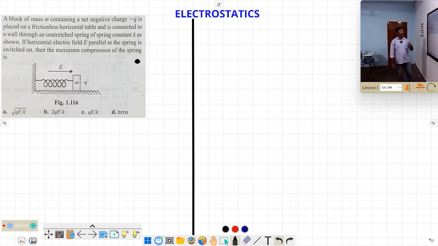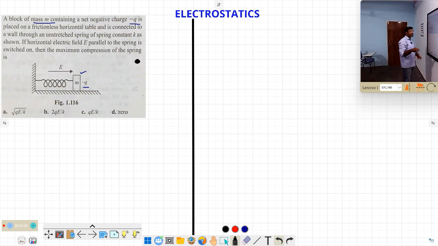Now this question is related to spring system oscillations and an electrostatic combination. These types of questions are asked in competitive examinations. First, what is given? A block of mass M is given, and it contains a negative charge, and it is placed on a frictionless horizontal table.